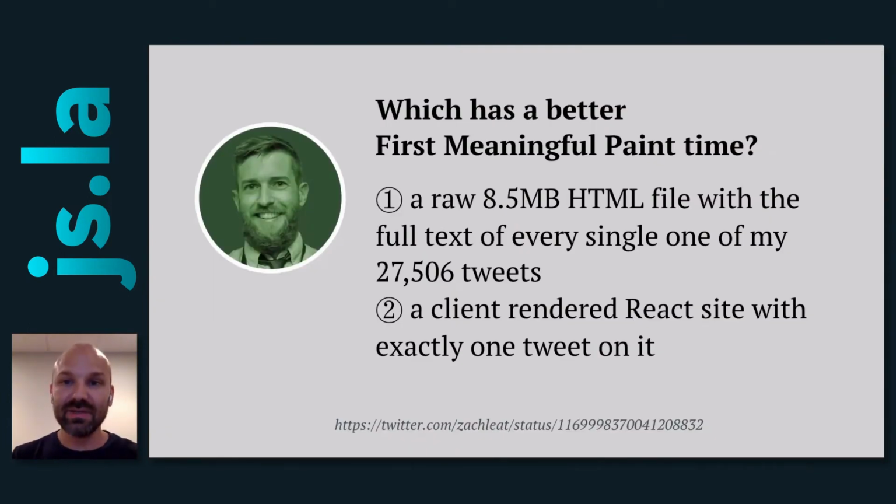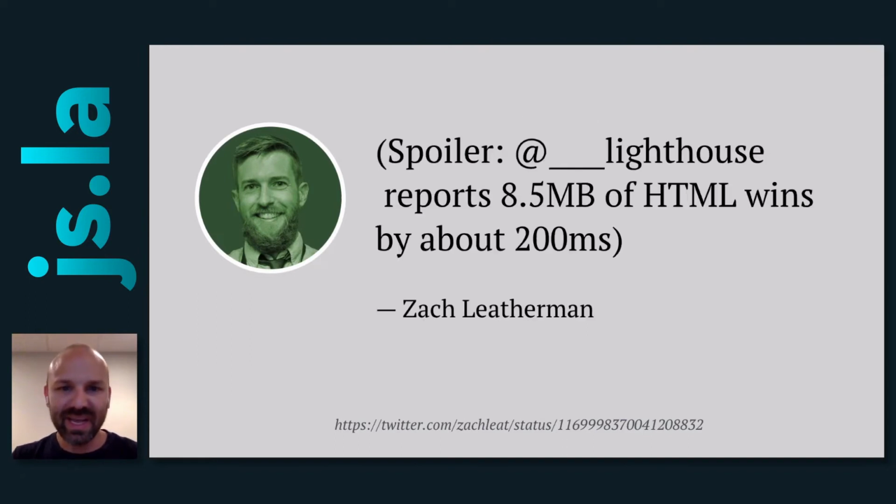Last year, Zach Leatherman tweeted asking, which has a better first meaningful paint time? An 8.5 megabyte HTML file containing every single one of his 27,000 plus tweets, or a React app with exactly 1 tweet on it? You can probably see where this is going. The 8.5 megabyte HTML file was actually faster by about 200 milliseconds, which doesn't sound like a lot, but it is perceivably faster. And it's more striking when you consider that the HTML file without any JS in it is 140 times bigger than the React version with just 1 tweet. And it still loads faster, which is just completely mind-blowing.